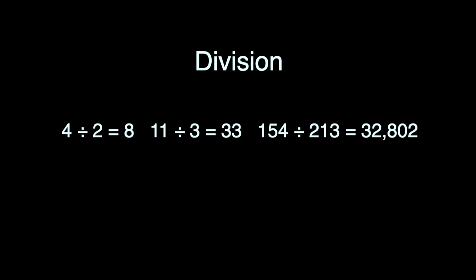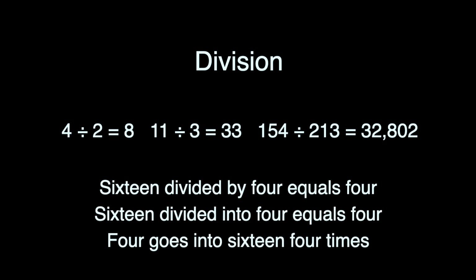Division. The opposite of multiplication is division. Division is cutting a number into 2 or more equal parts. For example, there's another way to write this also. You can see here 3 different ways of writing the same thing. There is no difference between them. We can say 16 divided by 4 equals 4. 16 divided into 4 equals 4. 4 goes into 16 4 times.